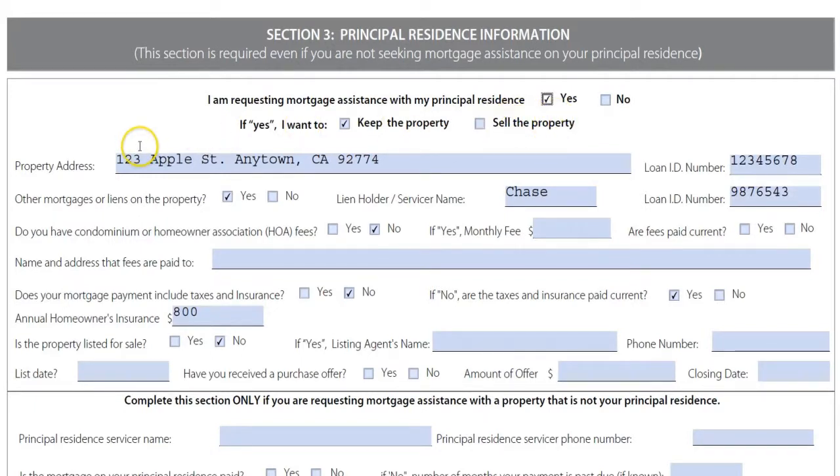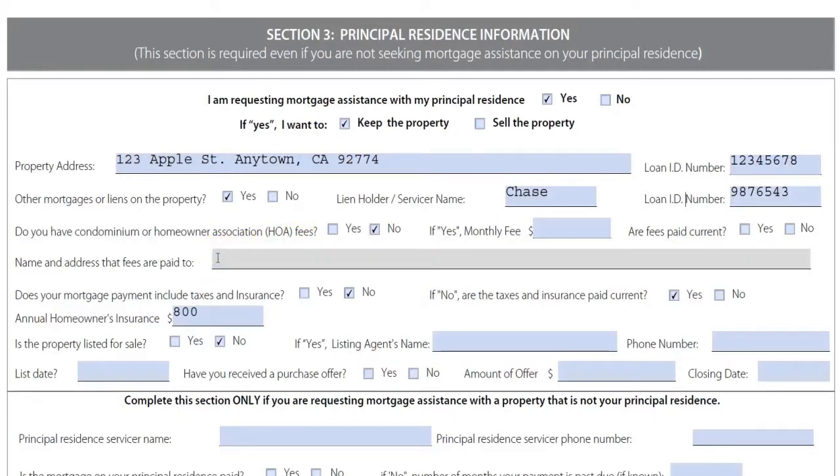You would fill out the property address and the loan number at the top. Other mortgages, so if you have a second mortgage on this, make sure that you fill out the lien holder's name and the loan number. Are there any homeowner associations? So if you are in a condo community, then you would check mark yes for this and fill out the monthly fee and whether or not the fees are current. The name and the address that the fees are paid to.